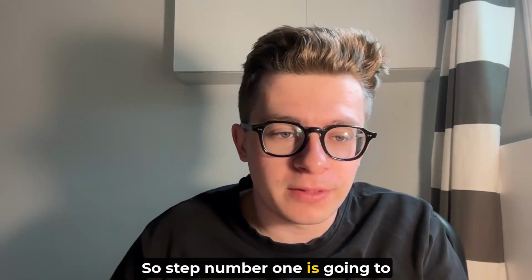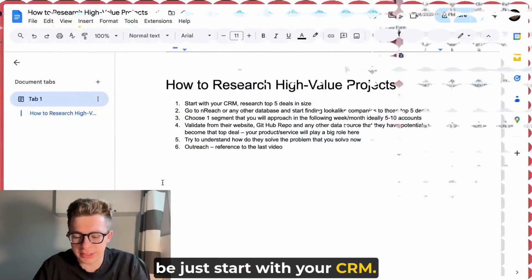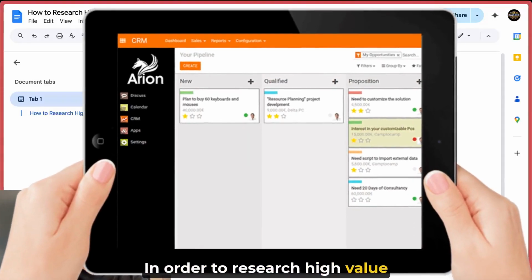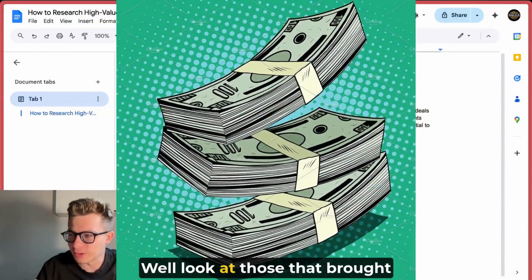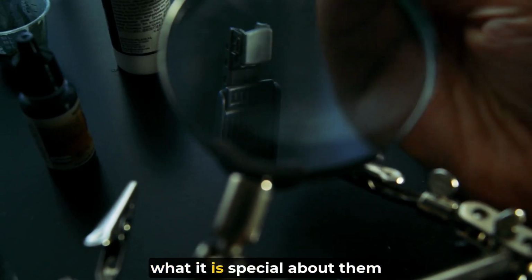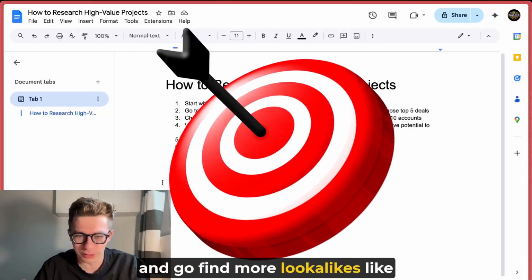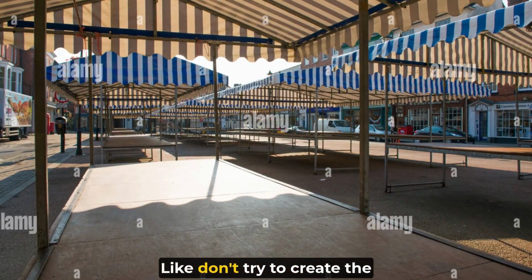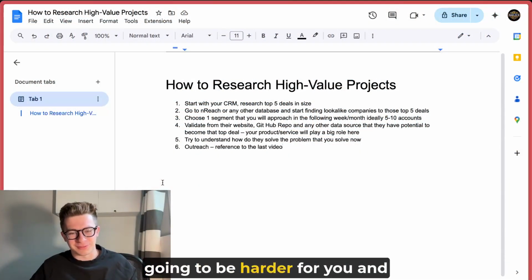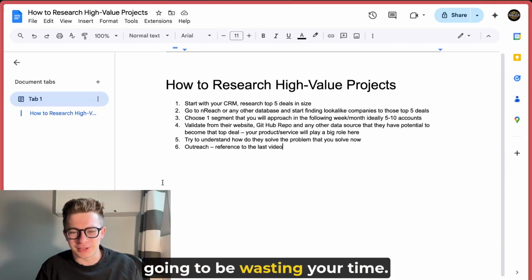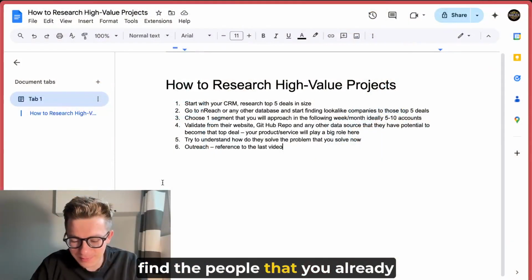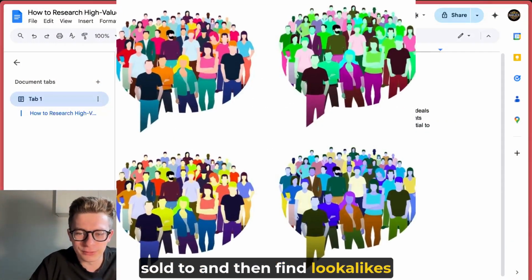So step number one is going to be just start with your CRM, look at the top 5 deals in size. Very funny thing, in order to research high value projects, you need to look in your CRM. Look at those that brought you the most amount of money, find out what is special about them, and go find more lookalikes like them in order to sell to them. Don't try to create the market where the market is not existent yet. You can do it, but it's just going to be harder for you, and there's a chance that you're going to be wasting your time.